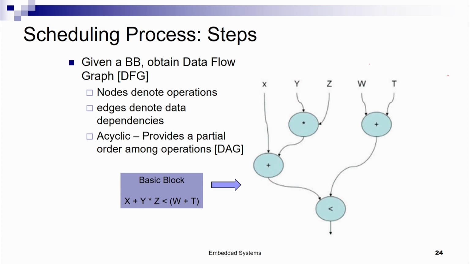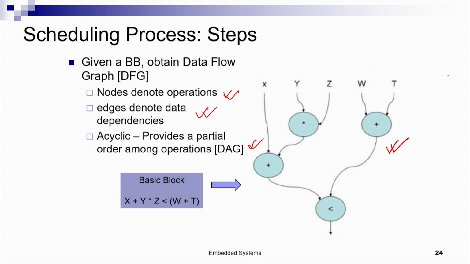So, we had the control flow graph. In the control flow graph, we had basic blocks. The basic block was a set of one or more statements of the program, and those statements are converted into a data flow graph like this. In the data flow graph, nodes denote operations and edges denote data dependencies. This graph is acyclic and provides a partial order among operations.